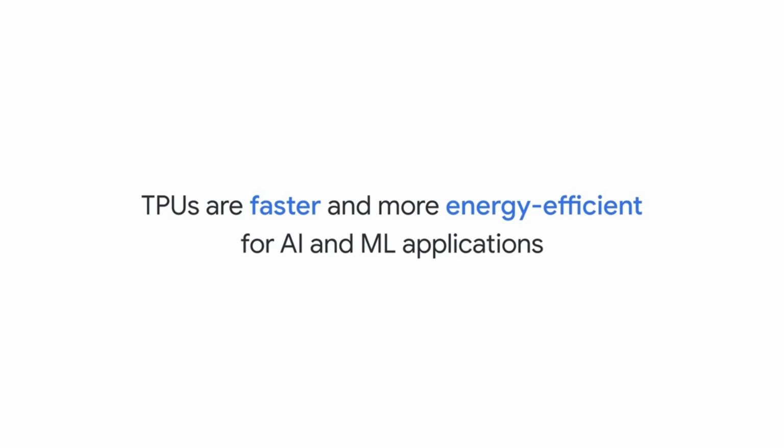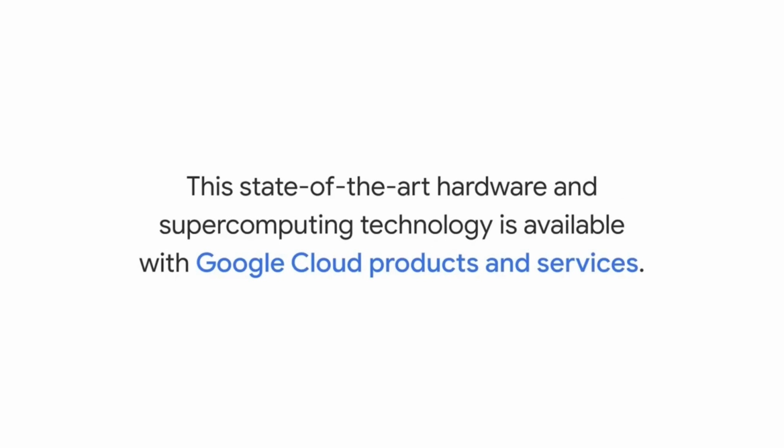TPUs are generally faster than current GPUs and CPUs for AI and ML applications. They are also significantly more energy efficient. Cloud TPUs have been integrated across Google products, making this state-of-the-art hardware and supercomputing technology available to Google Cloud customers.